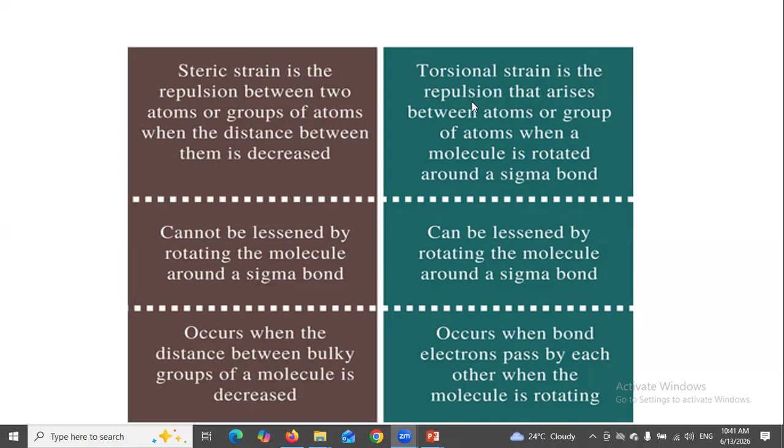Torsional strain is the repulsion that arises between atoms or groups of atoms when molecules rotate around the sigma bond. Steric strain cannot be lessened by rotating the molecule around the sigma bond. Torsional strain can be lessened by rotating the molecule around the sigma bond. Steric strain occurs when the distance between the bulky groups of molecules decreases. Torsional strain occurs when the bond electrons pass by each other while the molecule is rotating.